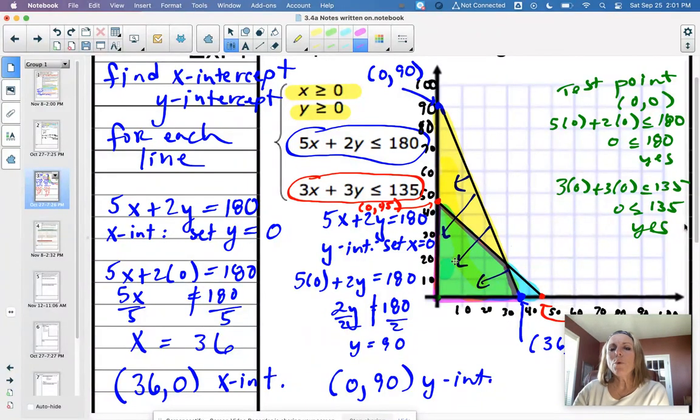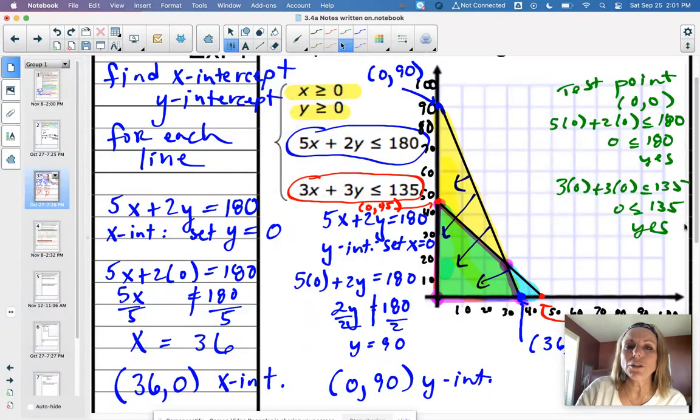Okay. So we have to find that point, that point, and that point. The corners of our feasible region are our vertices. Students always ask, how do I know? Sometimes it's difficult to tell. I think of it like this. I start at one of the vertices.